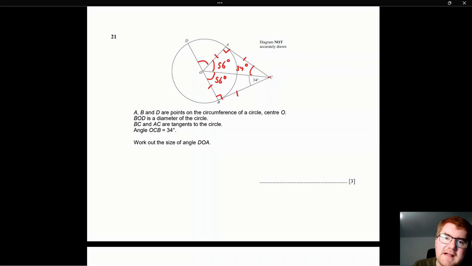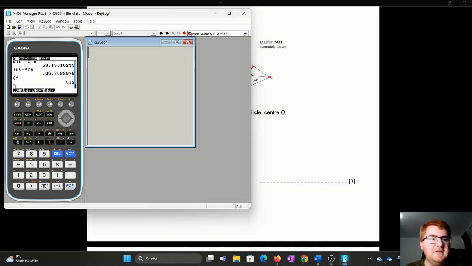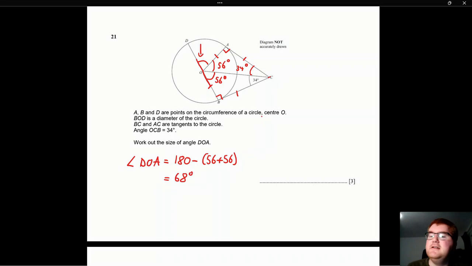And now we can work out the angle we're looking for, because angles on a straight line add up to 180. So to work out the angle DOA, we need to do 180 minus the two other angles, so 56 plus 56. Again, you can use your calculator, particularly as you get tired towards the end of the exam. So take away two lots of 56, we then get the angle of 68 degrees. Again, showing your working like I've done here, where the sides are the same, is very, very important to do.